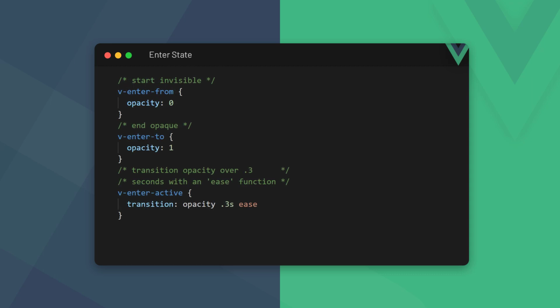Let's start with the enter state, where we have three classes. The enter-from class is applied before the element enters the browser window. This is where we set the element's starting CSS state. The enter-to class is applied when the element enters the browser window. This is where we set the element's ending state. The enter-active class is applied when the element is transitioning from one state to another. This is where we set the duration and easing of the transition.